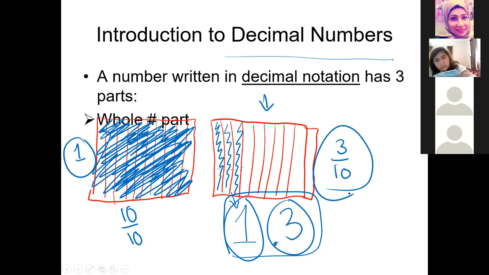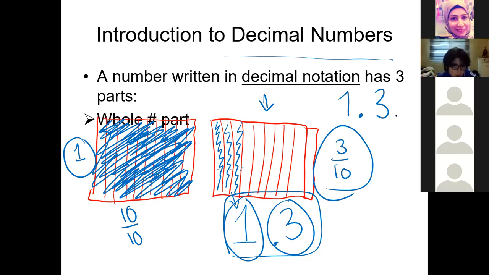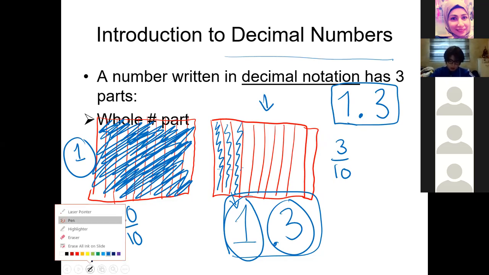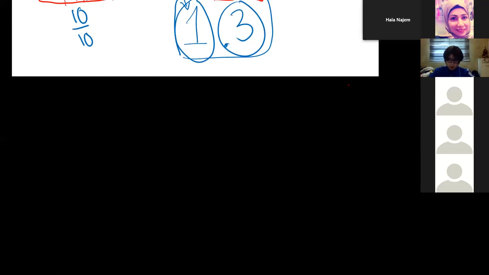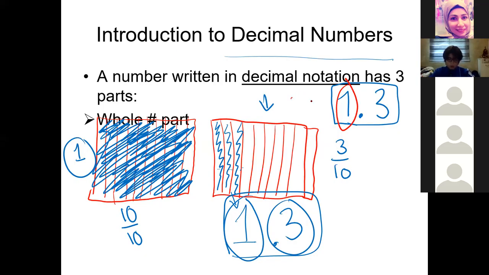If you look at this number, 1 is full. 1 is 10 over 10, it is full. 1.3, if you look at this decimal number, 1.3 is composed of 2 parts. The first part, which is the 1, to the left side of the point, we call it the whole part.